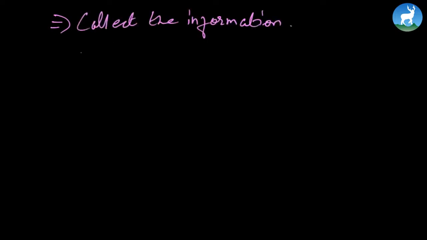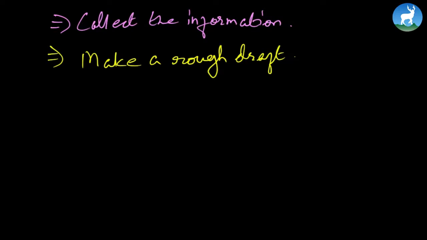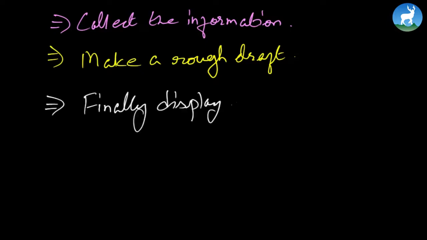First of all, how are you going to collect this information? So first of all, collect the information and then make a rough draft. All right. Of course, collecting the information also means you can collect pictures or any articles about the festival, and then make a rough draft of how you're going to arrange it properly in the chart paper. All right. And finally, display it on the chart paper. All right.